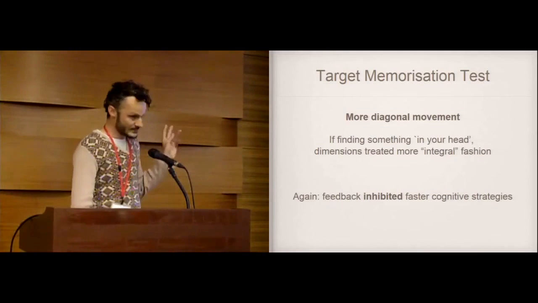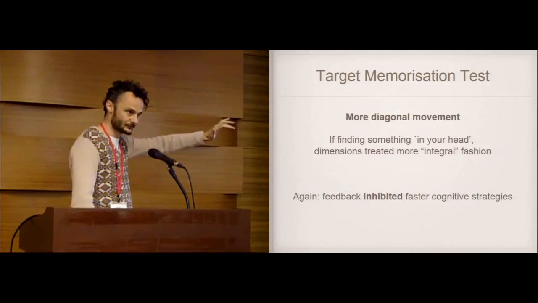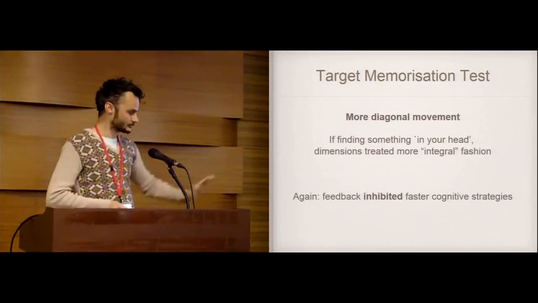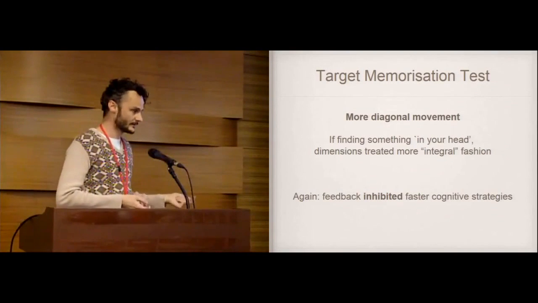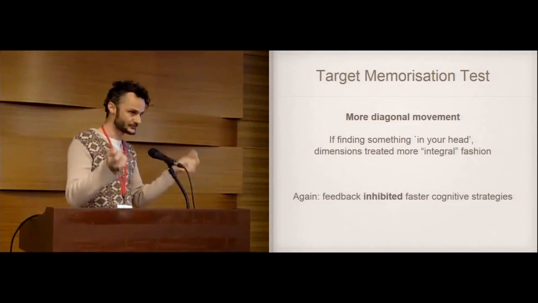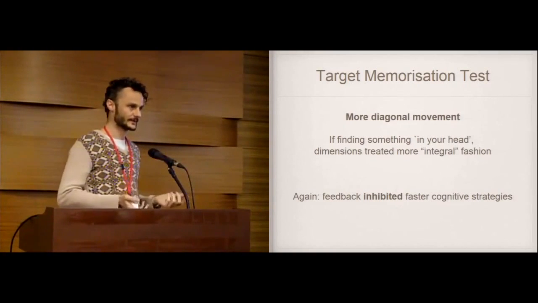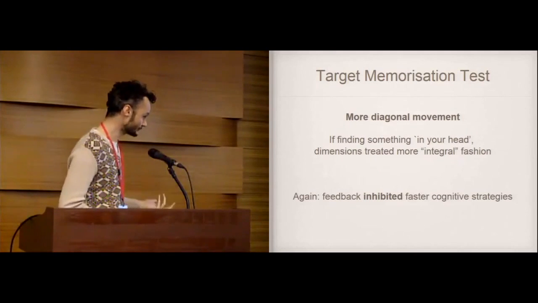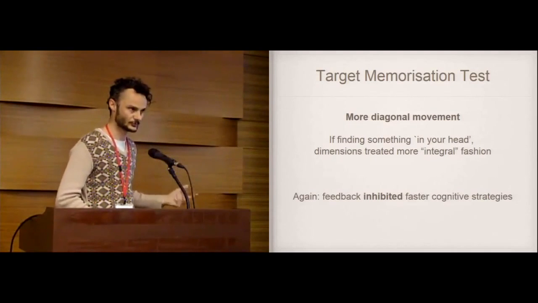The other thing about the memorization test is that people moved more diagonally through the space. So if they were trying to match something in their head, then they'd change multiple things at once with the leap and the XY pad. Whereas if they were constantly comparing the 2 things, that would kind of force them into a one-dimensional way of thinking, and they would be operating one thing at a time. Which is also quite interesting, because again it's this feedback that's inhibiting the faster cognitive strategy.